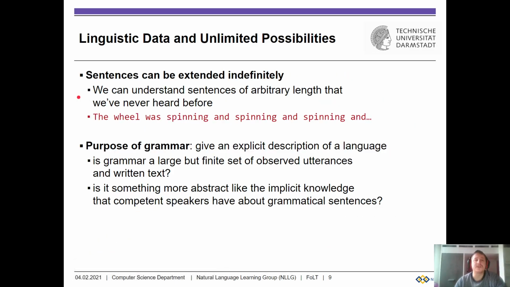So from these examples we already see that sentences can be extended indefinitely, and that we could, at least in principle, understand sentences of arbitrary length that we've never seen before. Not only are the illustrations on the last slide exemplifications of this principle, arbitrary length and never seen before, but also we could think of simpler examples such as the wheel was spinning and spinning and spinning, which could apparently be continued indefinitely.